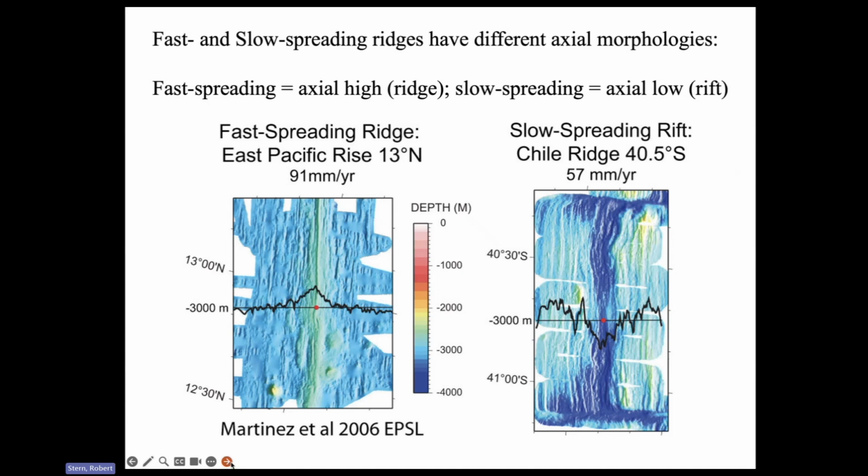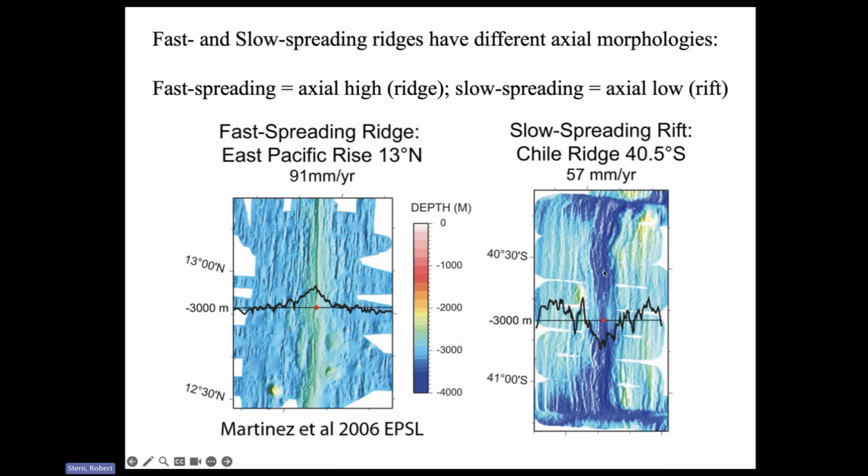Now, here we're looking at some bathymetric images of a fast spreading ridge and a slow spreading ridge. So we're going to talk about fast and slow spreading ridges quite a bit. A fast spreading ridge here, we've got one that's spreading at 91 millimeters per year. This one is slow, or we might call it intermediate spreading. It's 57 millimeters per year. And the bathymetry that you see changes with spreading rate. In fact, the bathymetry is a very powerful clue for spreading rate.